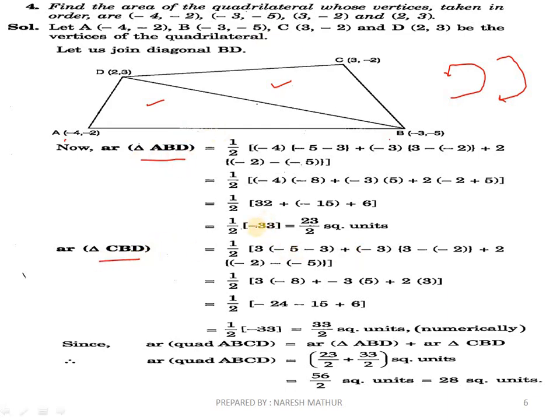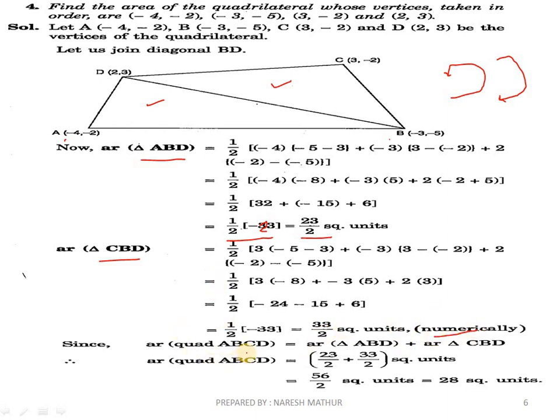Alright, now see here, we are getting -33. Sorry, it's 23. Alright, it's just a mistake. So what we are doing, we are just converting it into the positive form, so it will be 23/2 square unit. Okay, you can see here we are just making it positive. We are considering only the numerical value. Alright, similarly here we are again making it positive, so we have 33/2 square unit numerically.